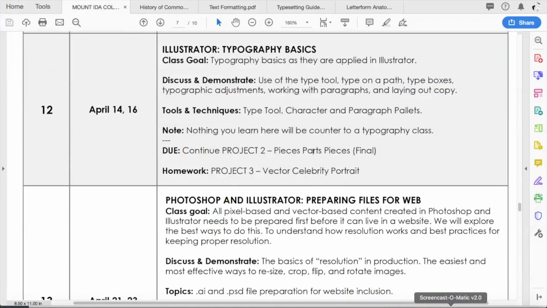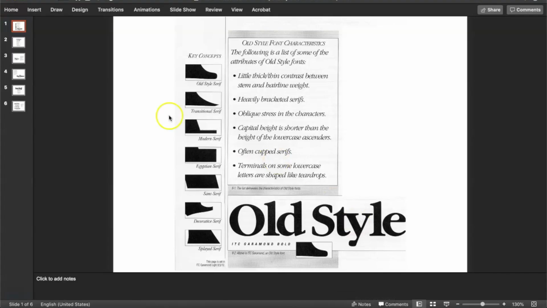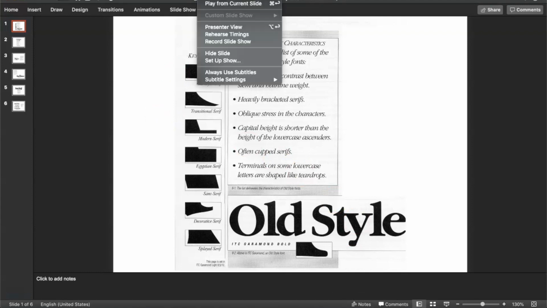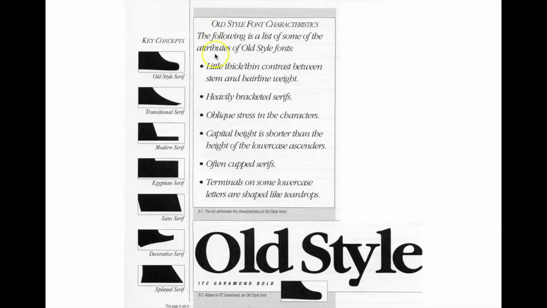Now let's talk a little bit about sort of the history of letter forms, and we talked about how these things may have started out with sort of carvings in stone and whatnot. So here we're going to take a look at sort of the evolution of the style of letter forms, and we'll talk about serifed versus sans serif type. So this slide here refers to what's called the old style of type.